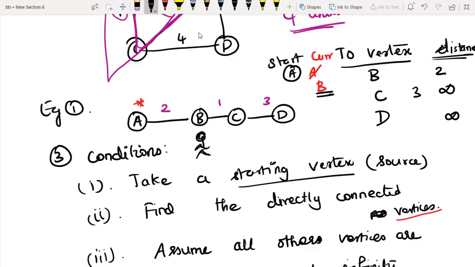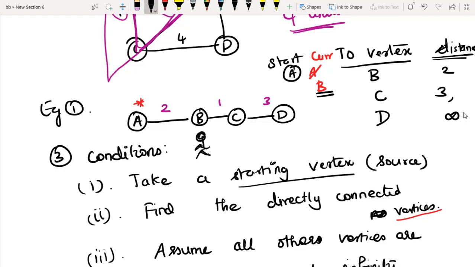So is 3 less than infinity? Of course, 3 is actually less than infinity. So replace the infinity with 3 now. Understand that you have to find the shortest distance only. So if the previous distance noted here is greater than the current distance, then replace that value with the current distance.